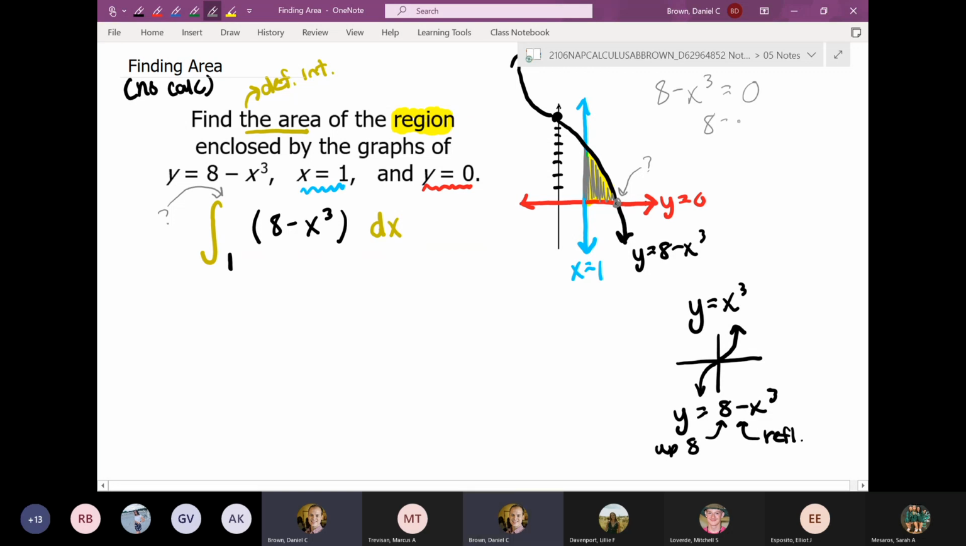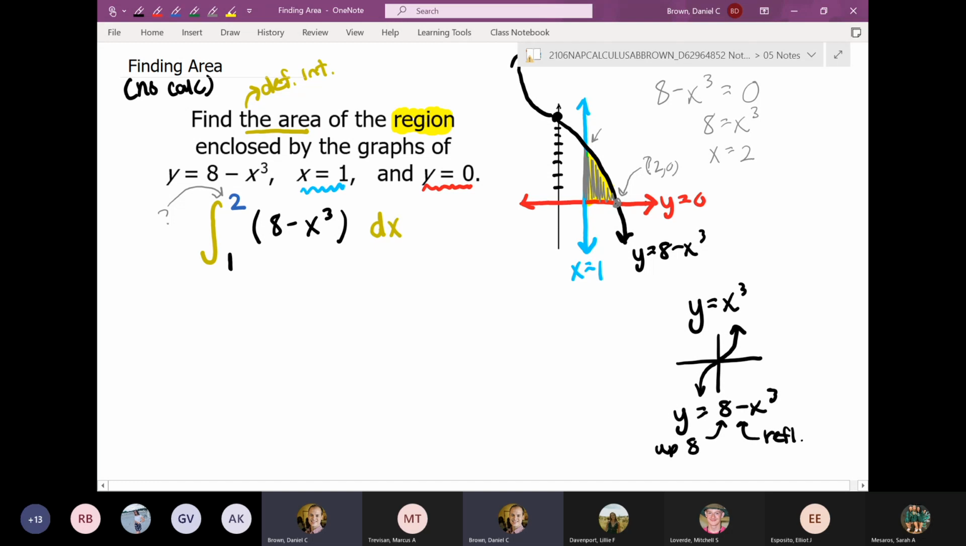So I would have 8 is equal to x cubed. The cube root of 8, x would be equal to 2. So I know that this coordinate right here is really (2, 0). Notice I don't really need to know where the upper ones are intersecting, because we're just talking about where this area starts on the x's and ends on the x's. So we are integrating this graph from 1 to 2.